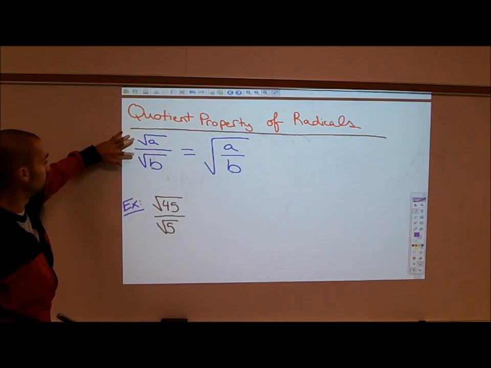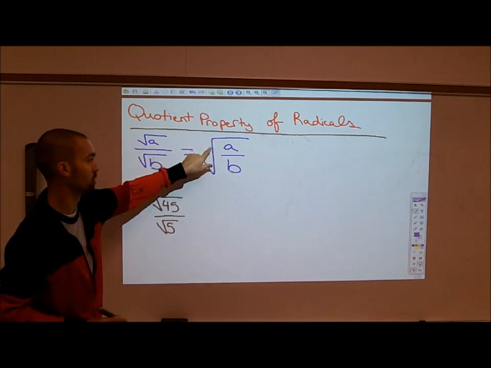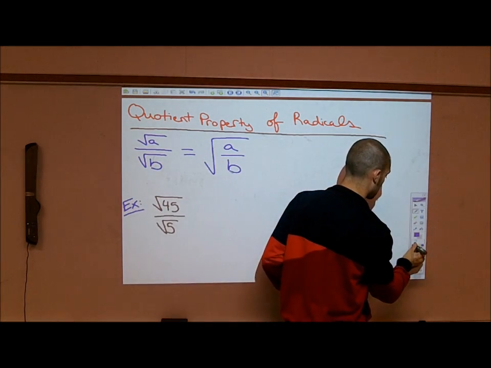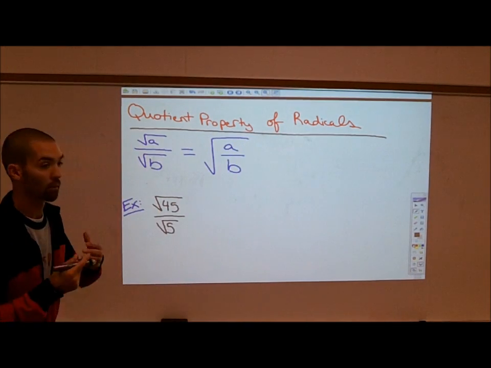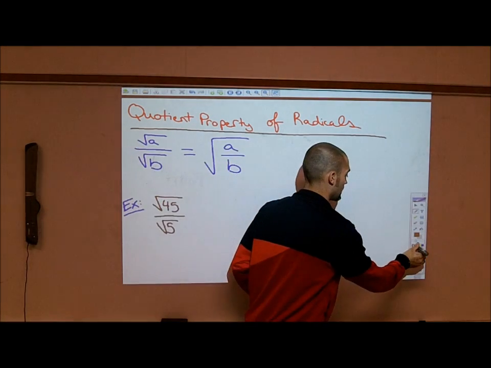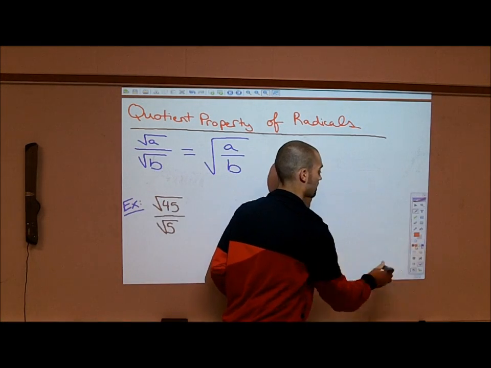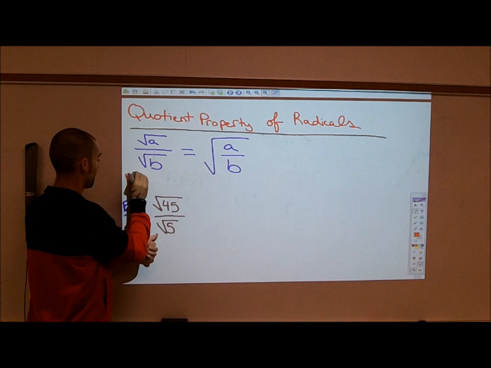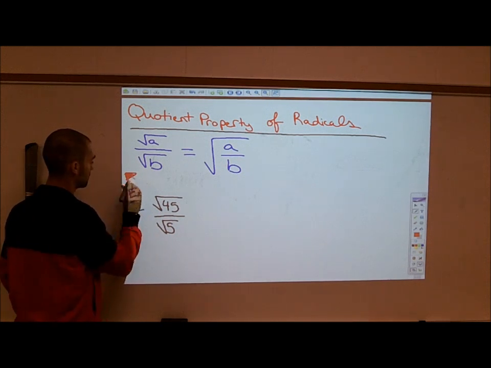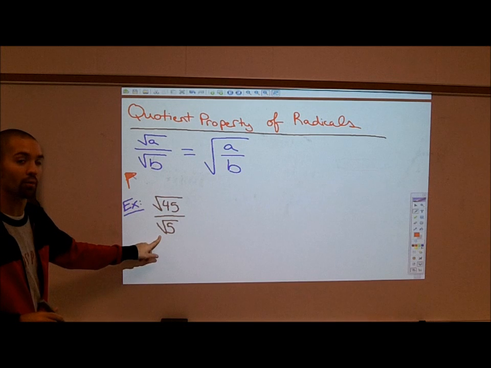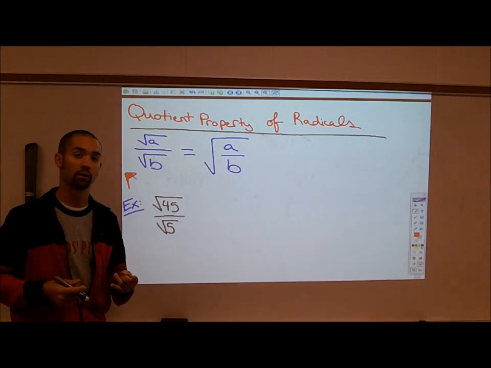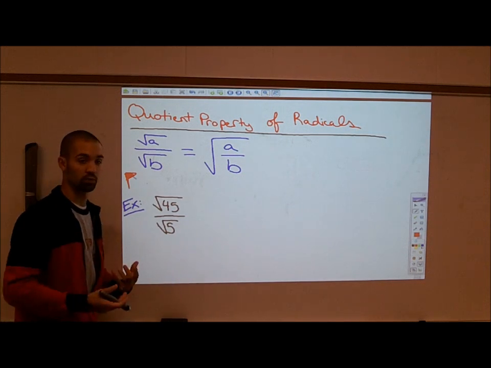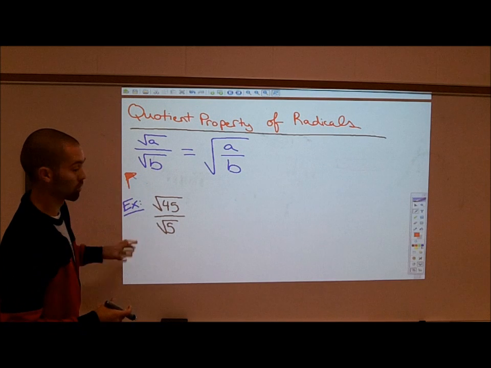Okay? So again, two radicals that we're dividing, we'll make it one radical of a division problem. So let's use that in this example right here. I'm going to let you know one thing right now. Anytime you see a radical in the denominator, you should get a red flag. Anytime we see this, we don't like this. So there's two ways to go about it to get rid of that radical in the denominator. The first way is what we're going to do right now.